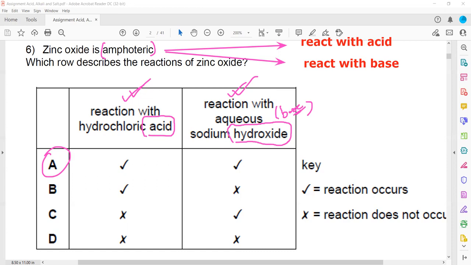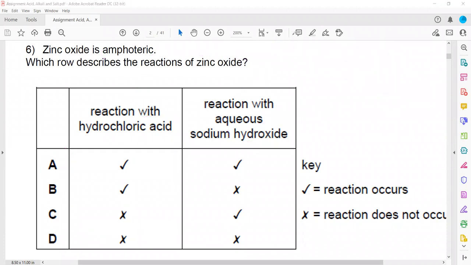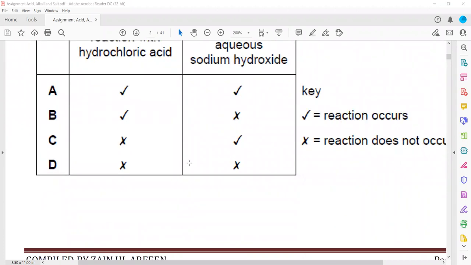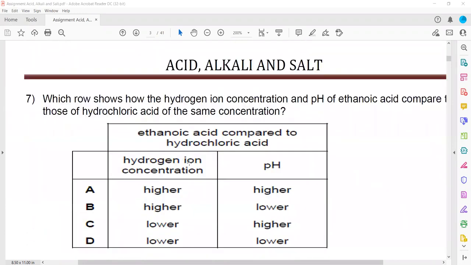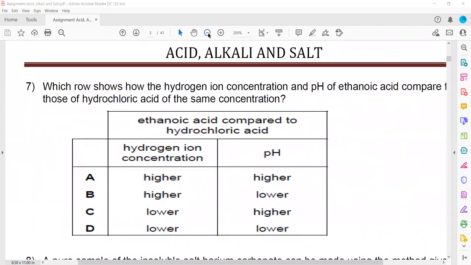Is it clear, this question 6? So if you want to identify whether a substance is an alkali, if it is a hydroxide, then it means it is an alkali.